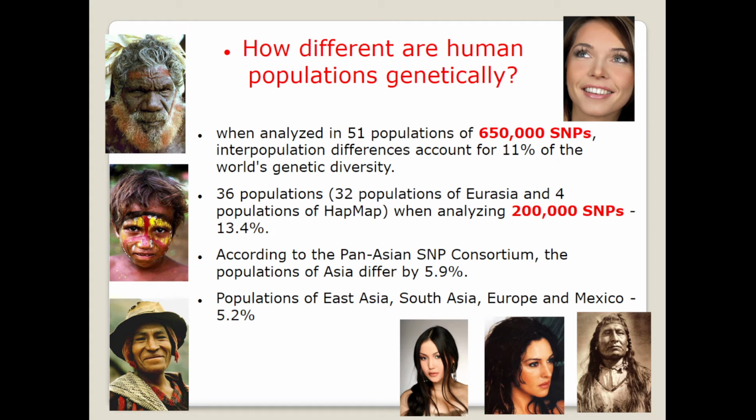36 populations, 32 from Eurasia and 4 from HapMap, were analyzed in the Genome Project, in the Polymorphism Project, 200,000 SNPs, and found 13% diversification. In the Pan-Asian CNP consortium, in Asian populations differences were found of only 6%.